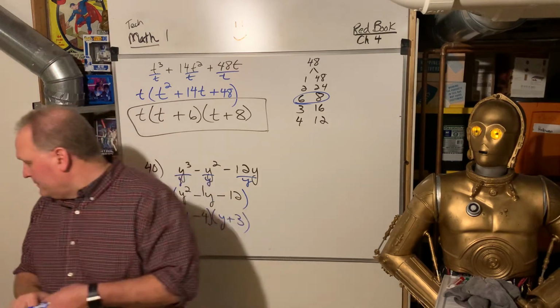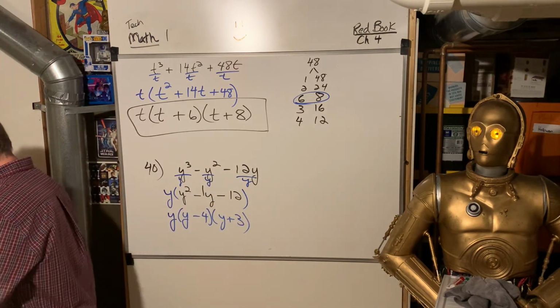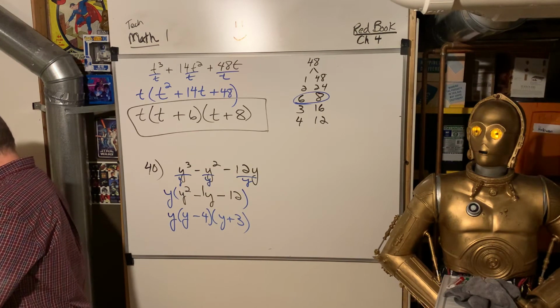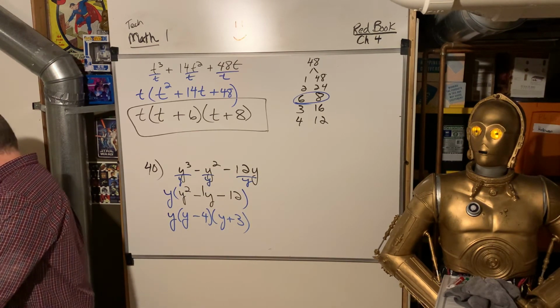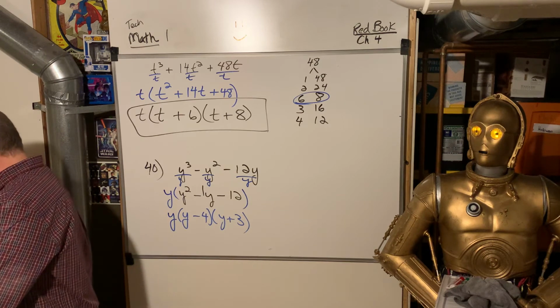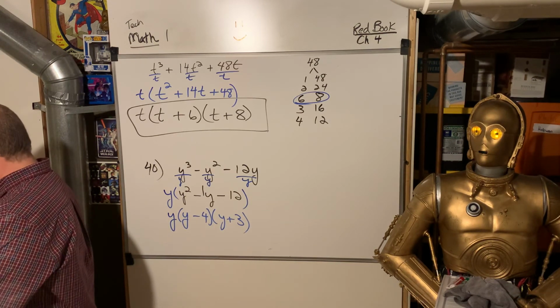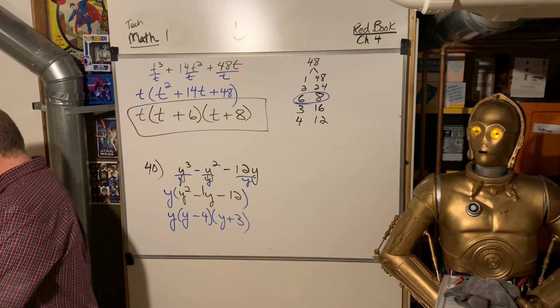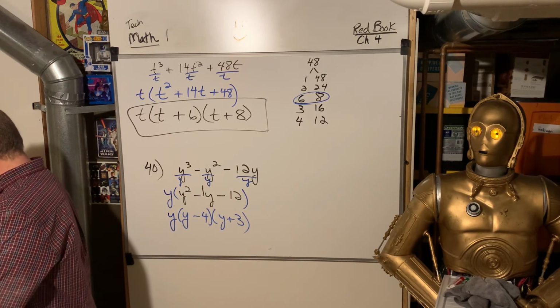All right. Awesome. And there's still a bunch of different kinds of factoring and reducing. Oof, chapter 4 is a long chapter.